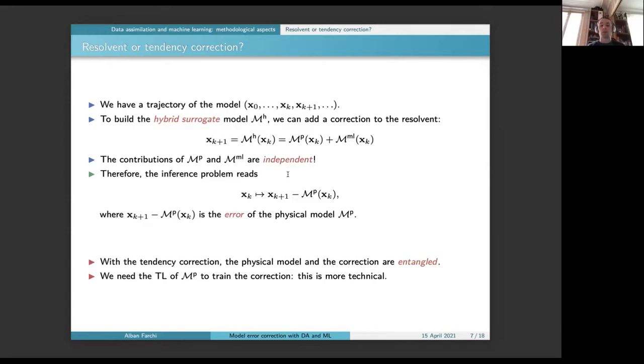Now, if we go for the tendency correction, then in this case, the physical model and the correction are entangled, which means that we need the tangent linear of the physical model just to train the correction. And in fact, this is much more technical. And this is why for this study, we are going for the resolvent correction approach.